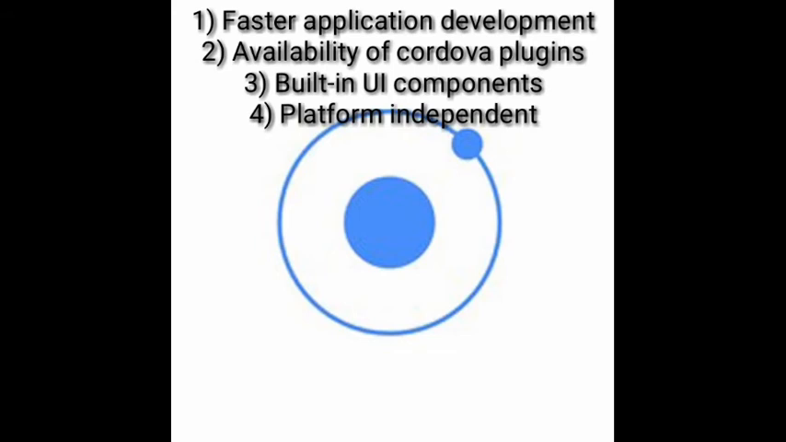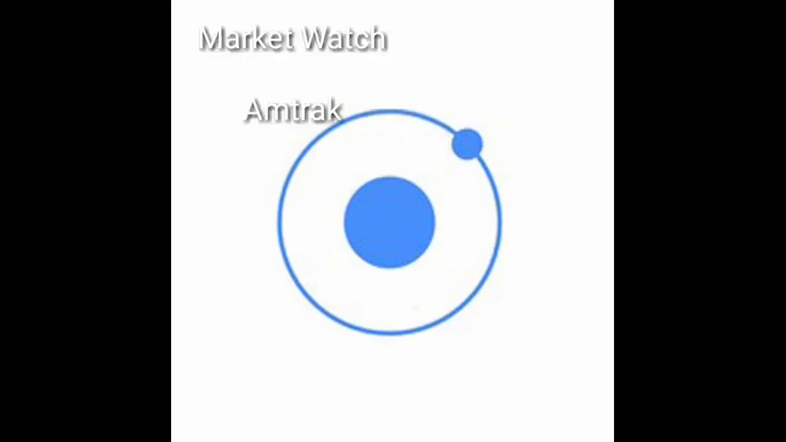Recently we also have the Capacitor plugins that are also being used with Ionic, and they are actually of great importance too. They also have built-in UI components. It's also platform independent, and there are various renowned mobile applications that have been built with Ionic, such as Market Watch and Amtrak. We also have many of them that have been developed with Ionic.